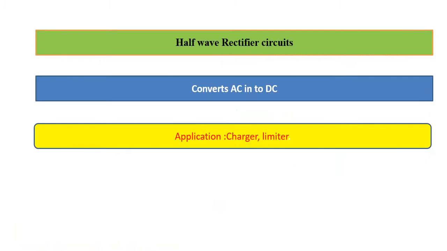So basically, a rectifier circuit converts AC into DC. An alternating quantity is converted into direct quantity or unidirectional quantity. The half-wave rectifier output is a pulsating DC, where we will not get a constant output. If we use a filter, you are able to get a constant output at the rectifier circuit. The applications of half-wave rectifiers are charger and limiter.